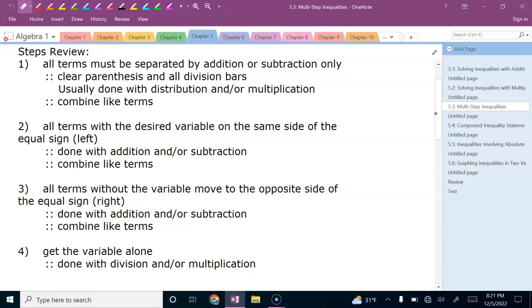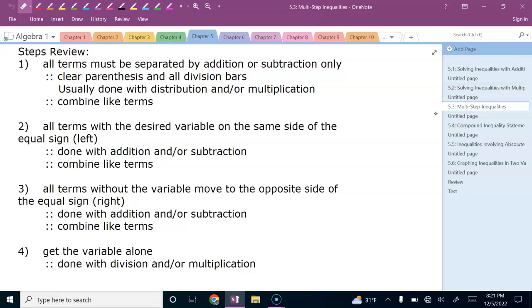So all of your terms need to be separated by addition or subtraction. That would just mean that if you see anything that has parentheses, you want to clear those parentheses first, which I don't think we've seen much of yet. So you might see a little bit of that show up today. But you've done it before with a regular equation. So again, not new stuff. It's just now applying it to these inequality problems. If you have a problem that has parentheses, you'll need to clear those first. A lot of times that involves using the distributive property in order to get rid of those parentheses. So you'll do that first if you need to.